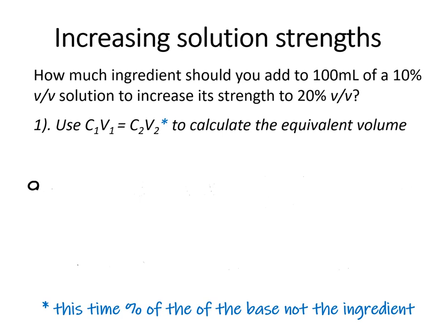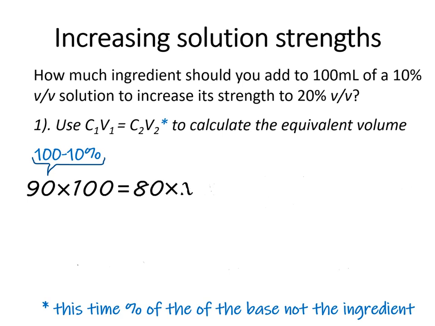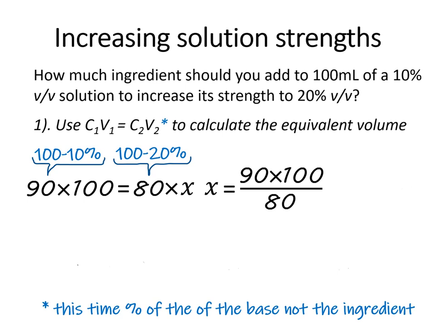Hence, C1 times V1 becomes 90 times 100, 90 being the percentage base in the 10% solution, while C2 V2 becomes 80% times X, 80 being the percentage of base in the 20% solution. We can now rearrange for X being equal to 90 times 100 all over 80, giving us an equivalent volume of 112.5 milliliters.